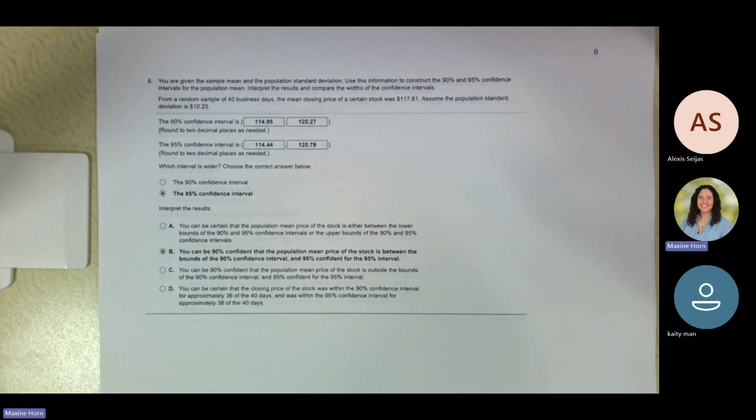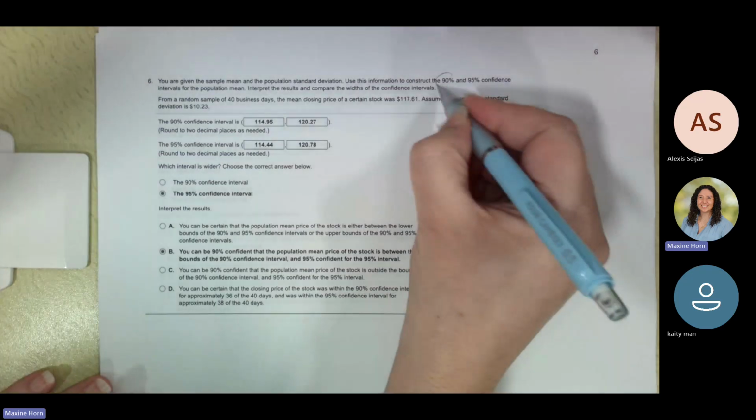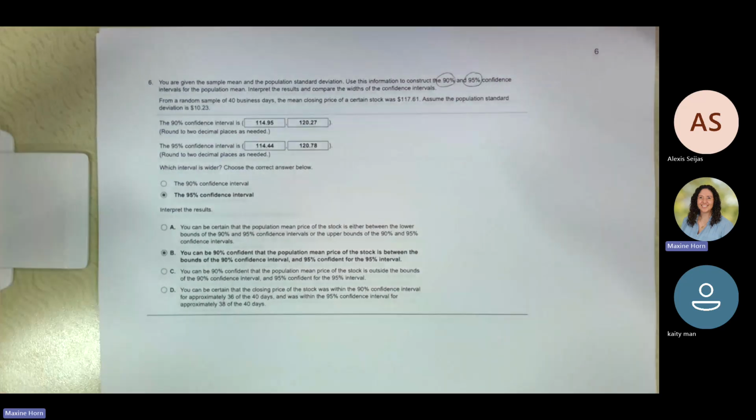Okay, you're given the sample mean and the population standard deviation. Use this information to construct both the 90 and 95% intervals for the population mean.